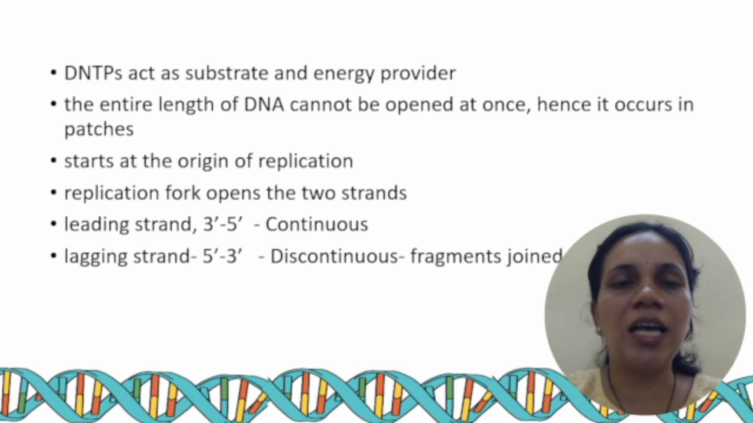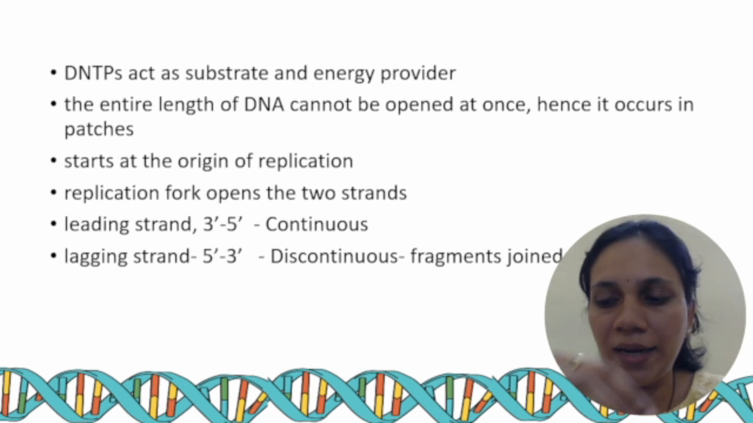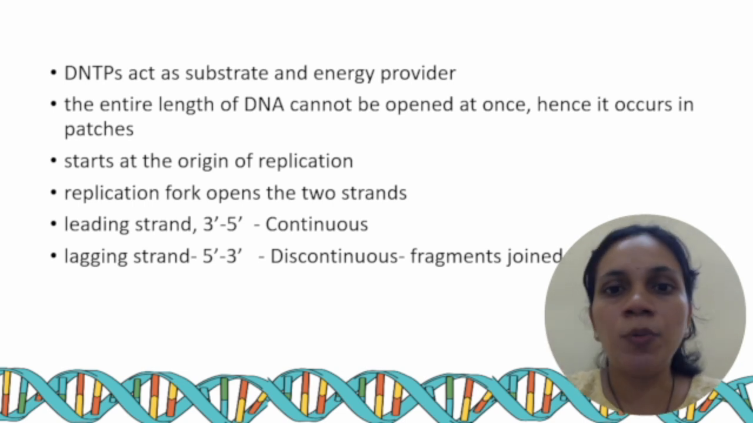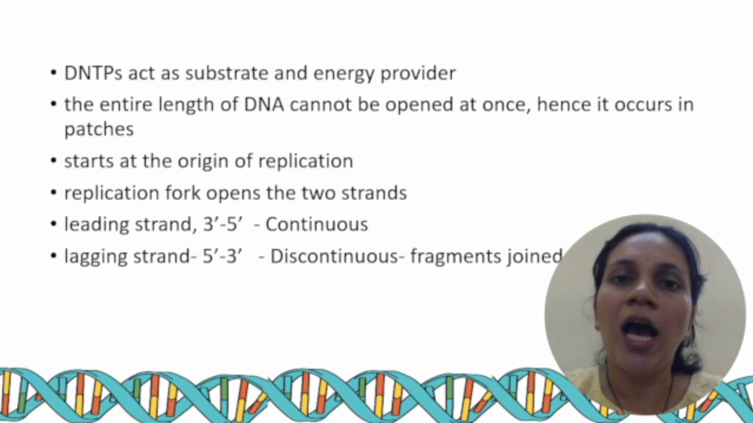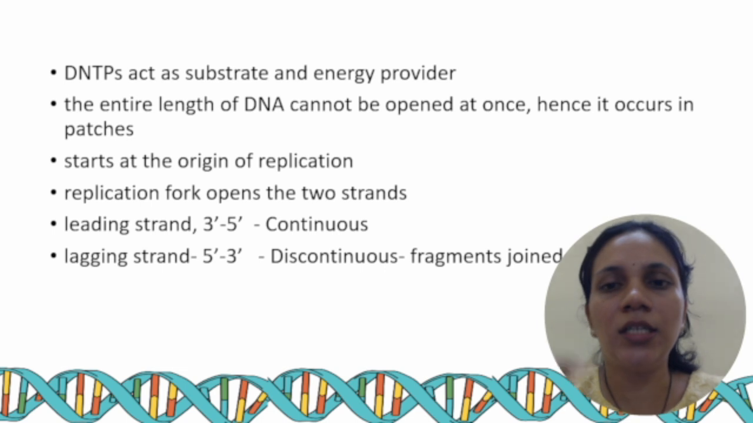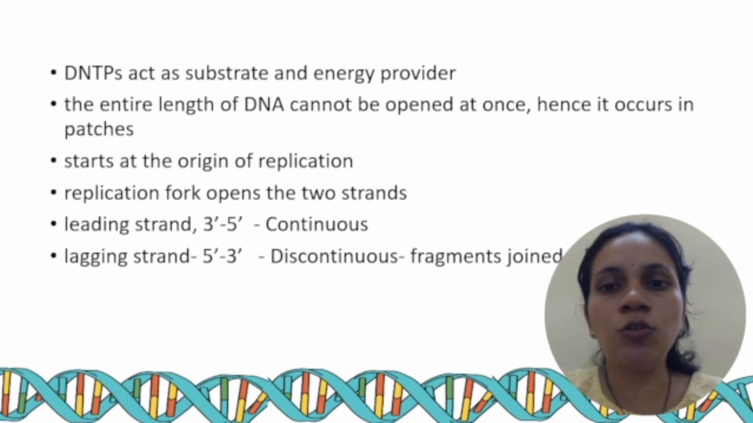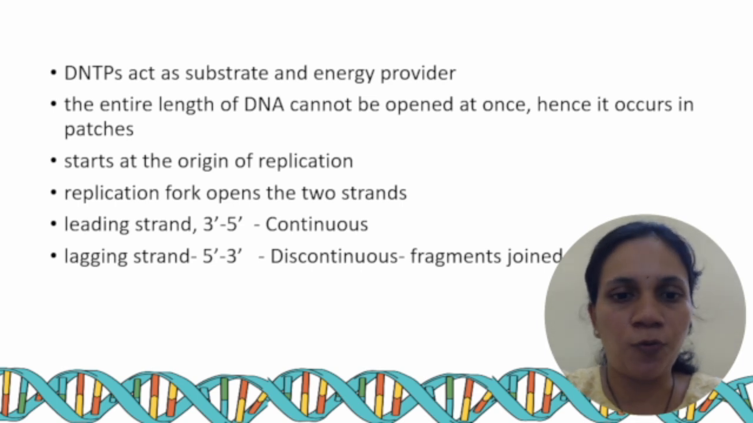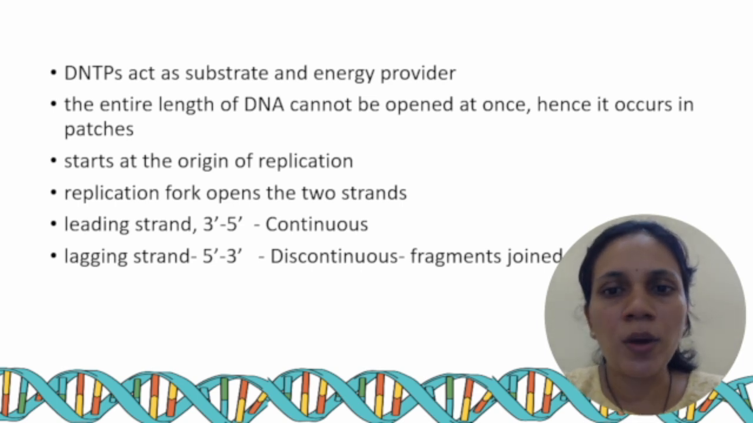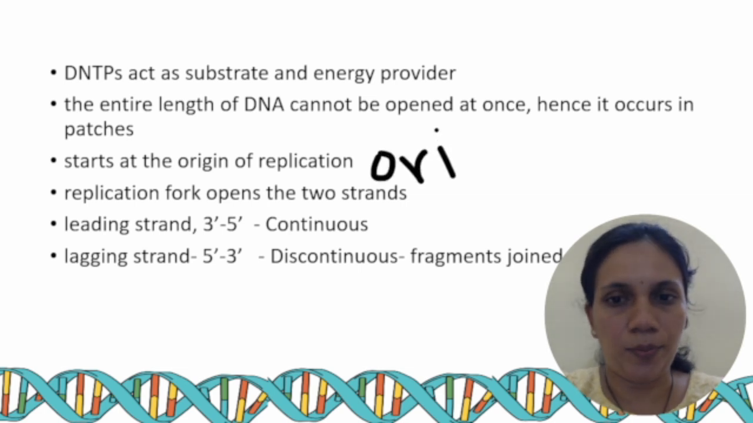Now here is another thing, as I have explained before: the entire length of the DNA cannot be opened at once, because it would lead to a lot of confusion and mistakes. So it occurs in small patches or small fragments. And it does not occur at any random point. It has to occur at a particular point called the replication fork, at a sequence called the origin of replication, commonly called the ORI. Okay, the origin of replication.